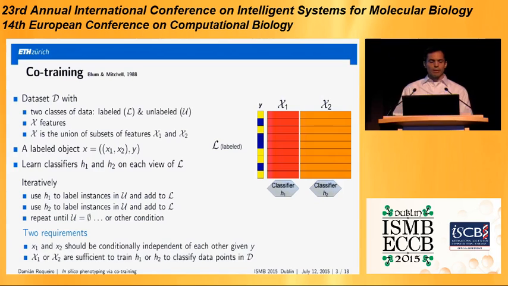The second requirement can be summarized in a way that the two mutually exclusive views have to be sufficient for us to train two different classifiers that are good enough to classify points in D. This good enough idea means that we can have one classifier being weaker than the other one, but both of them have to be better than random.